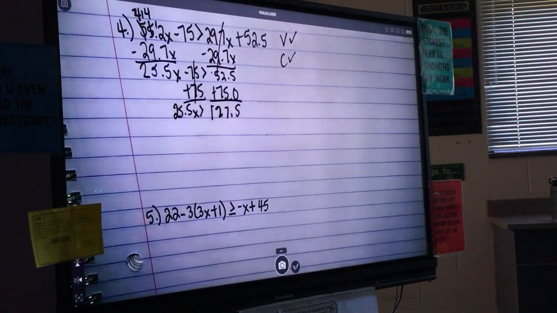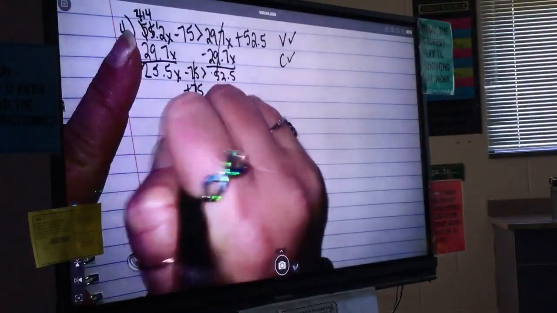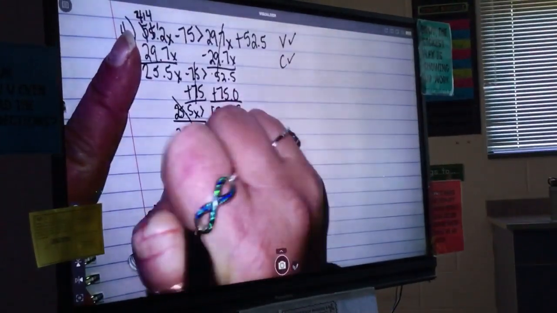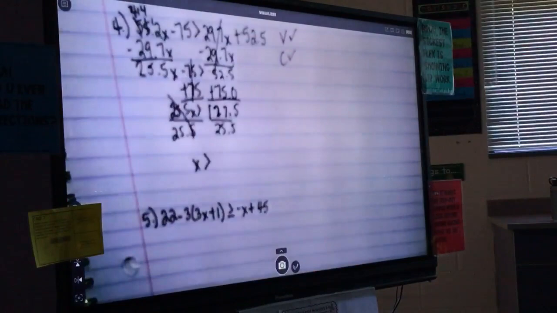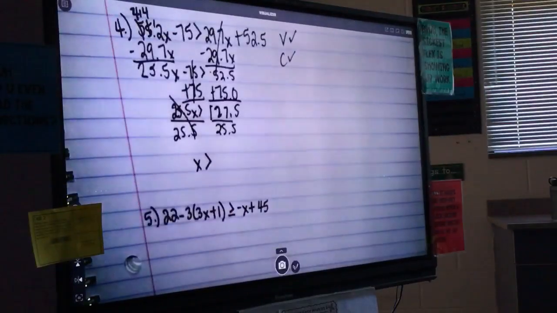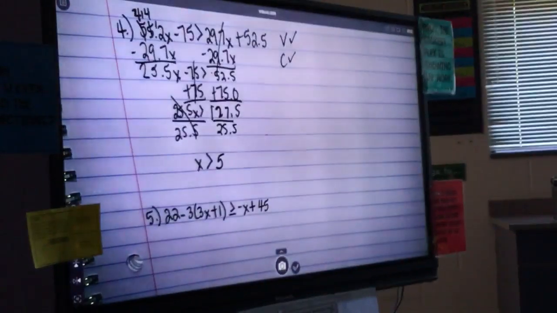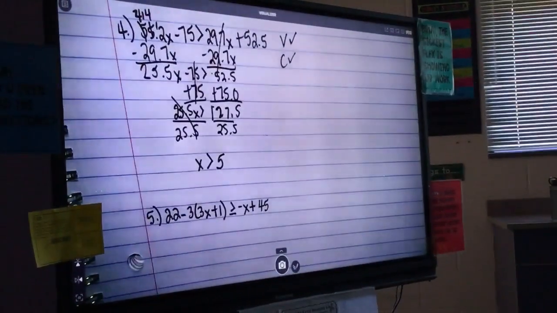But I got my answer. Do you know if it's right? I think it's... All right, so we are going to divide this by 25.5. And x is going to be greater than, I'm going to look at my work and make sure I give you the right answer. 5. You got it. Okay? How do we do?